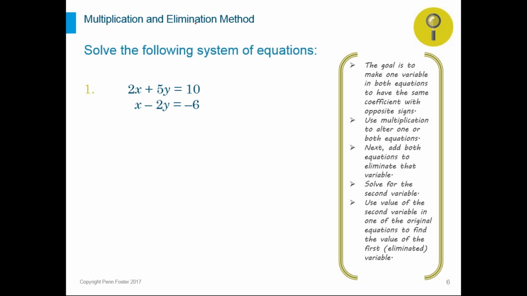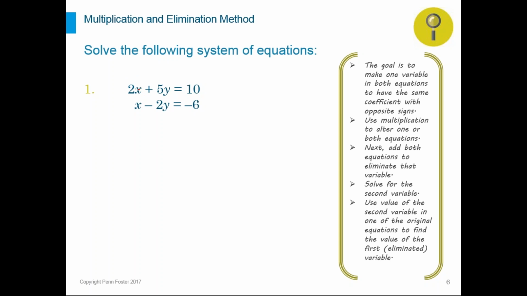Let's translate what I have said in terms of math and how we would do that. So let's look at the two equations. Our goal, and the notes on the right-hand side of the slides will have a summary of the steps or the overall concepts of what we're looking for, what our goal is in each question. So our goal always in solving a system of equations is to make a variable, like the x, have the same coefficient. A coefficient is the number that appears before the variable. So 2 is the coefficient of x in the first equation.